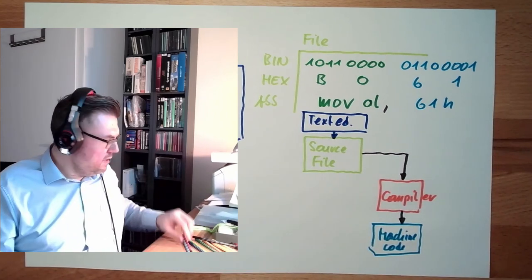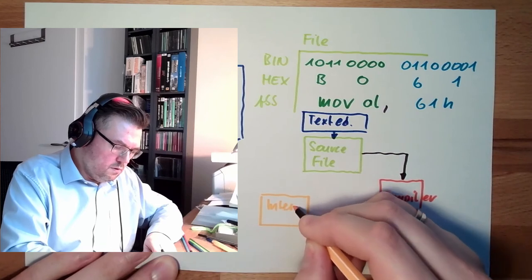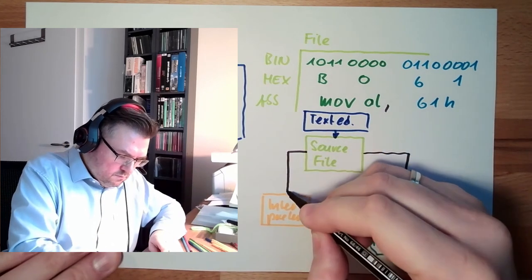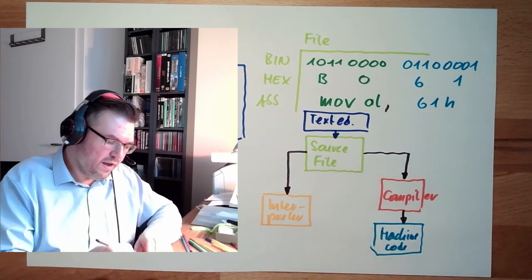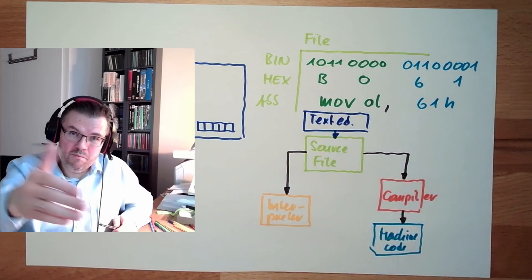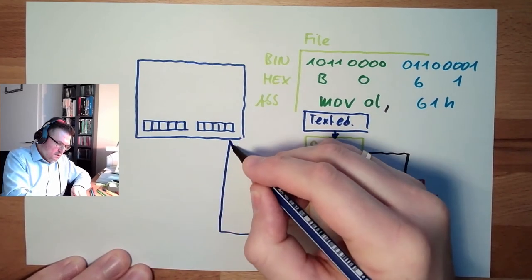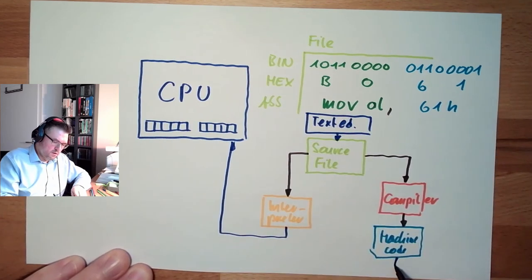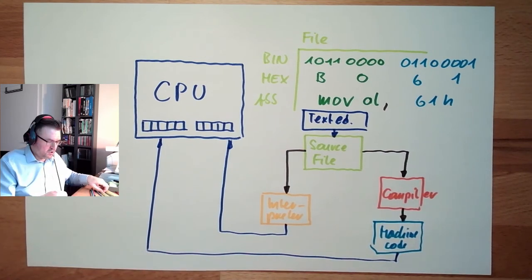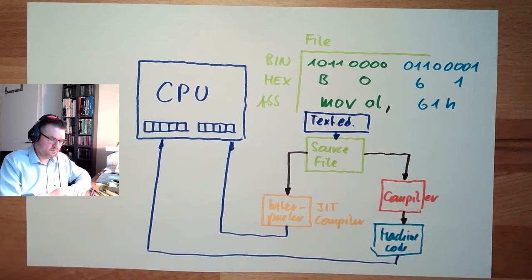And then there's the possibility of a so-called just-in-time compiler or interpreter. An interpreter is directly reading a source file and giving out machine code on the fly, just in time, during program execution. And this is then loaded into the CPU. This is also called a just-in-time, JIT, compiler. This is how this is working.